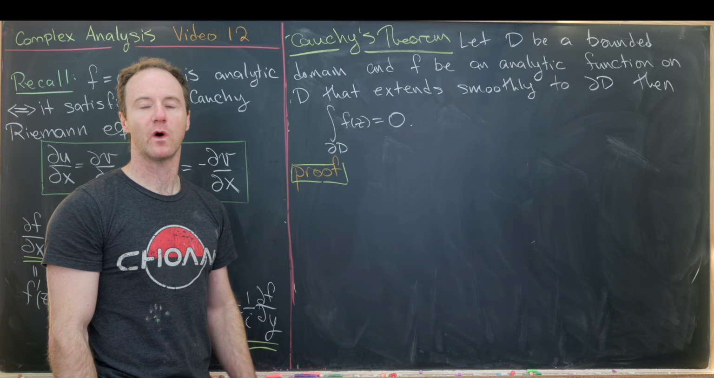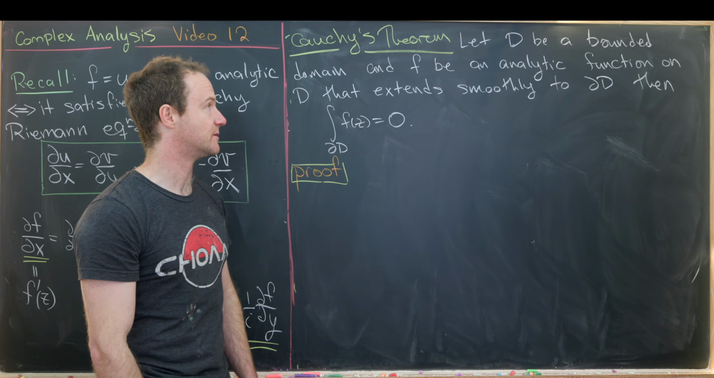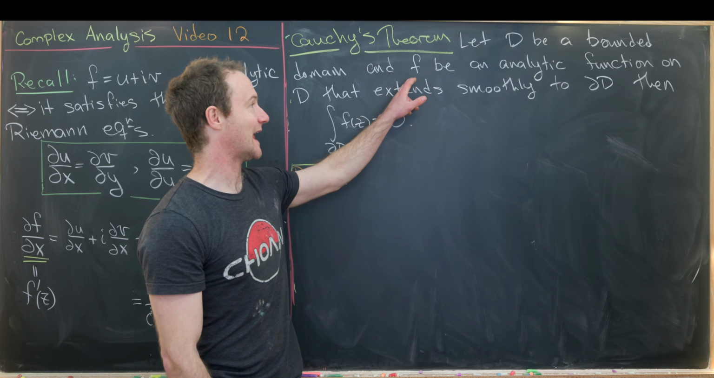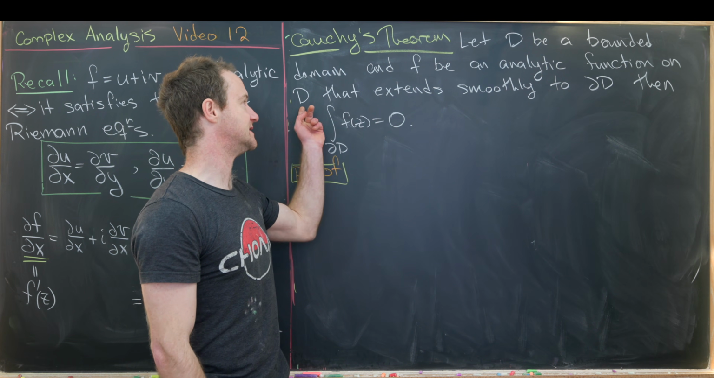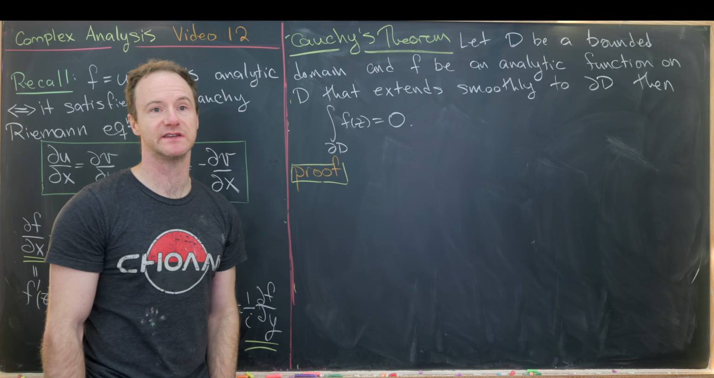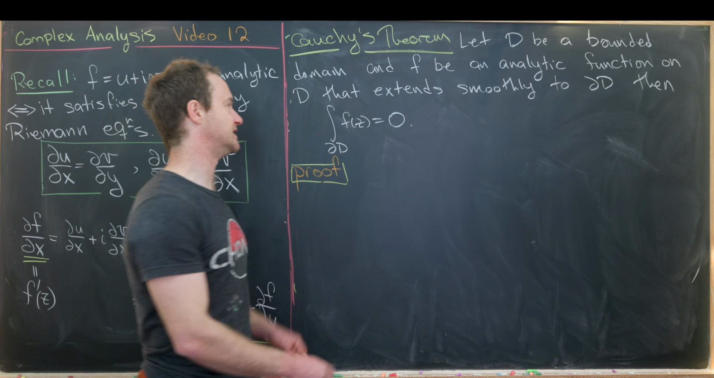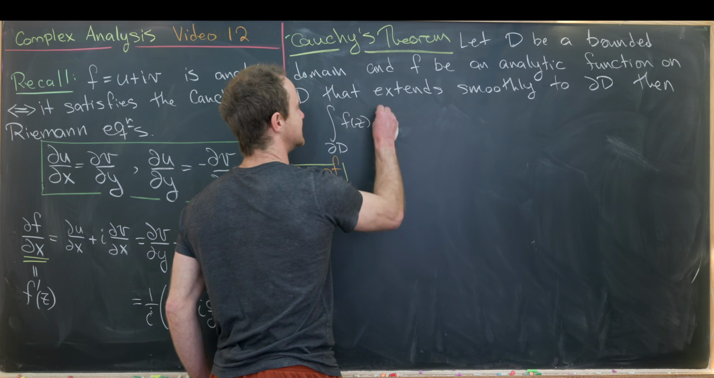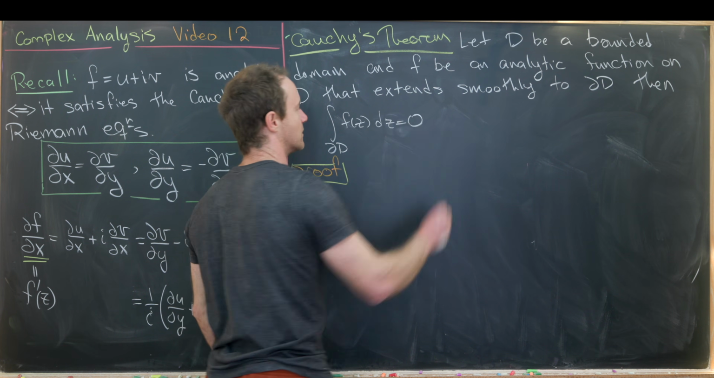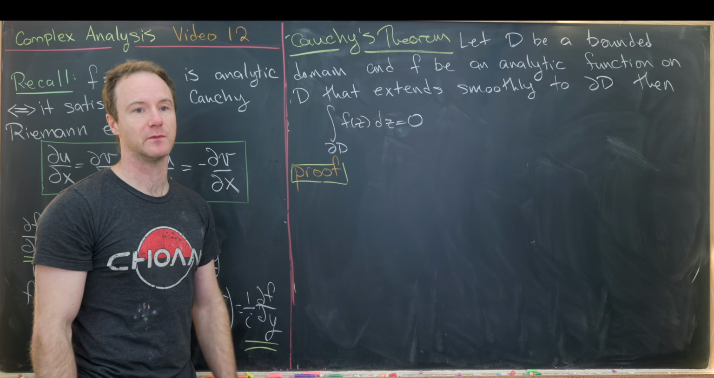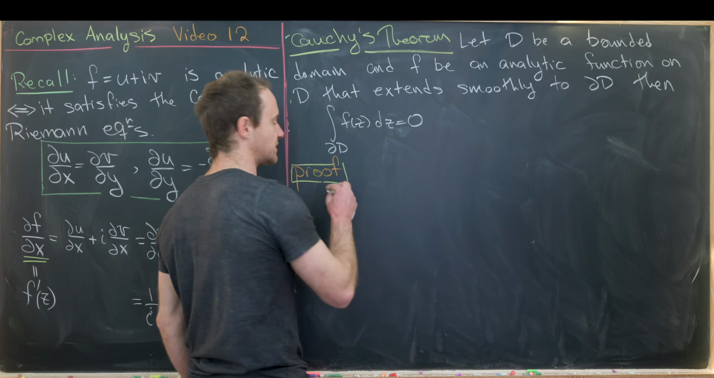So now we're ready for one more result, which is called Cauchy's theorem. Let's start with a bounded domain D and an analytic function f on D that extends smoothly to the boundary of D. Then the integral over the boundary of D of f of z dz is equal to 0. Okay, so this is actually going to go pretty quickly, again using methods from multivariable calculus. So let's see how this goes.